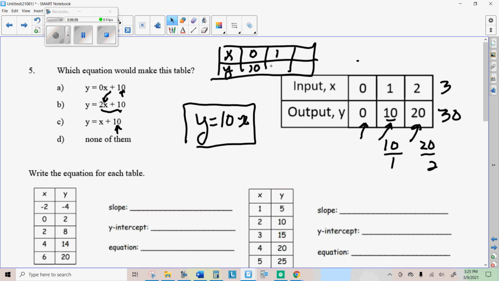2 times 1 is 2 plus 10 is 12. 2 times 2 is 4 plus 10 is 14. So the times 2 makes this go up by 2 every time.